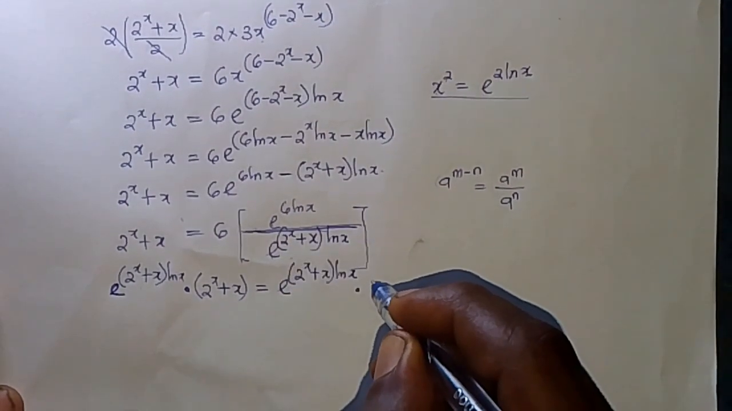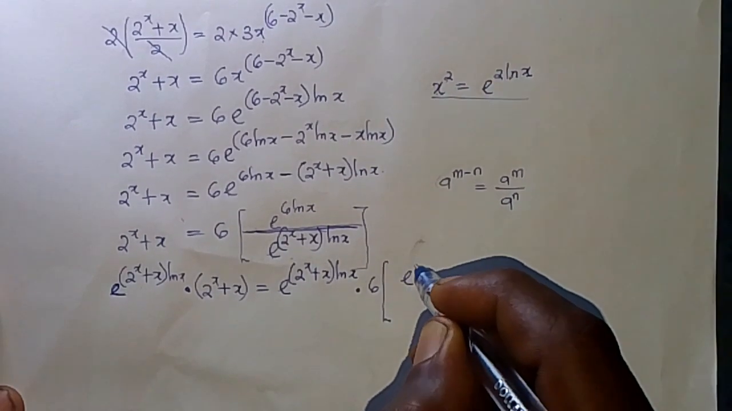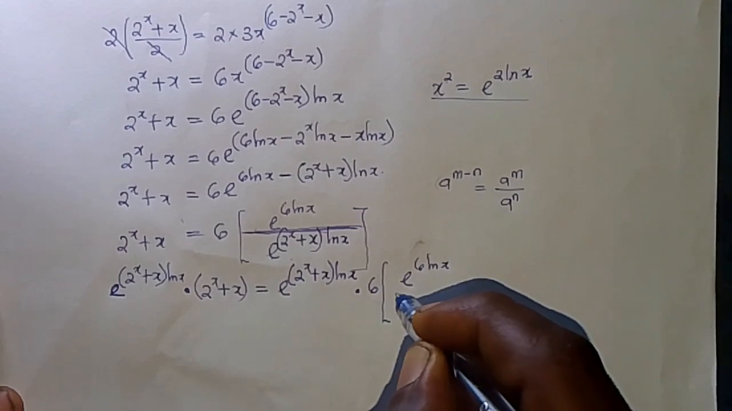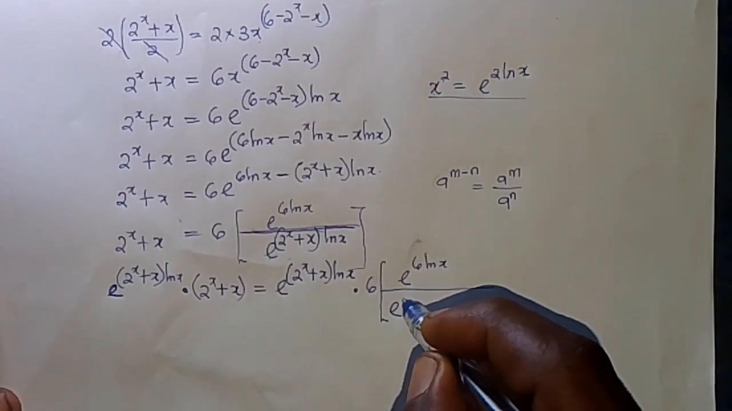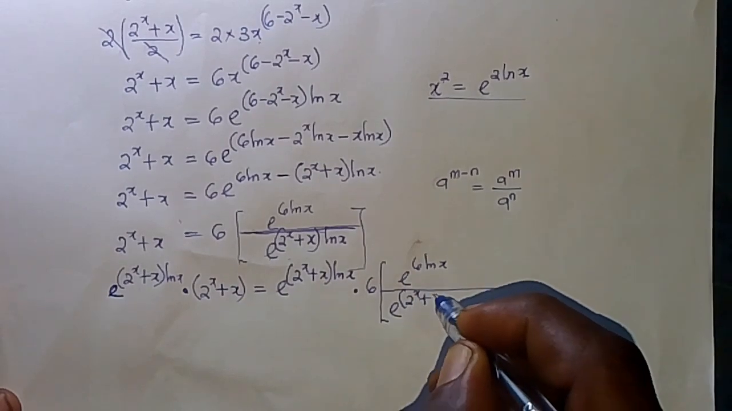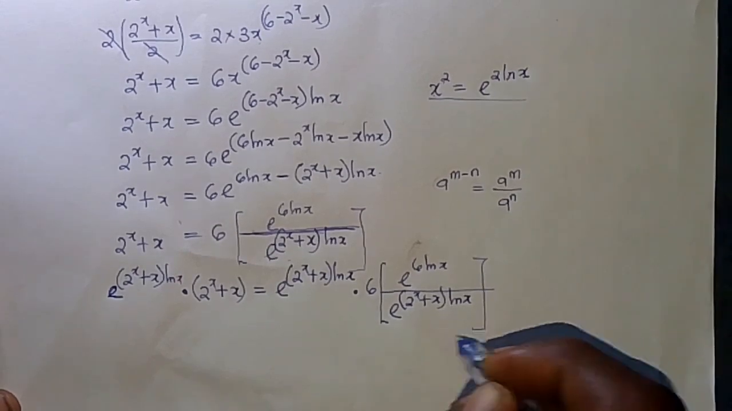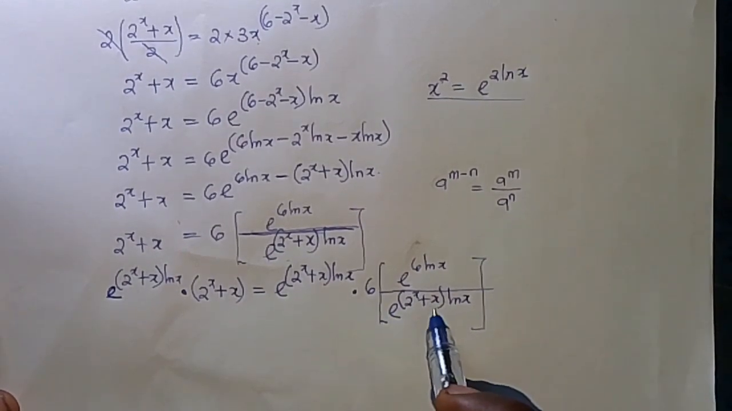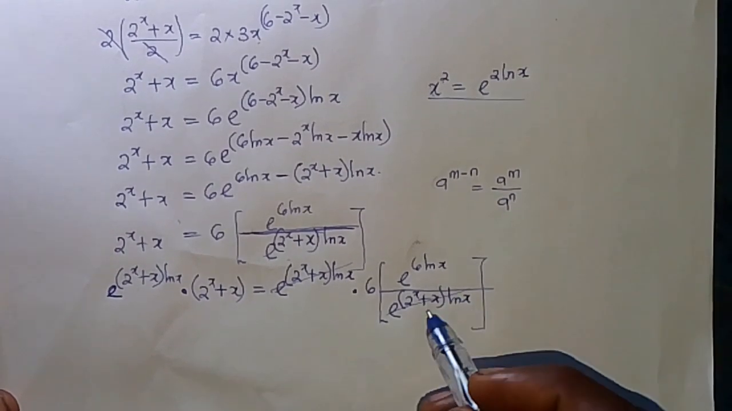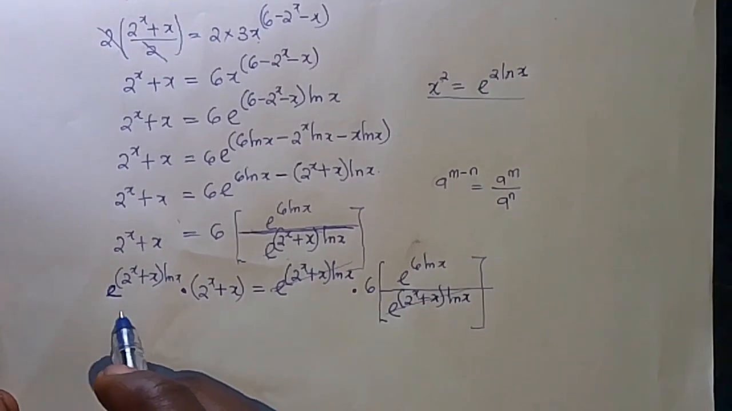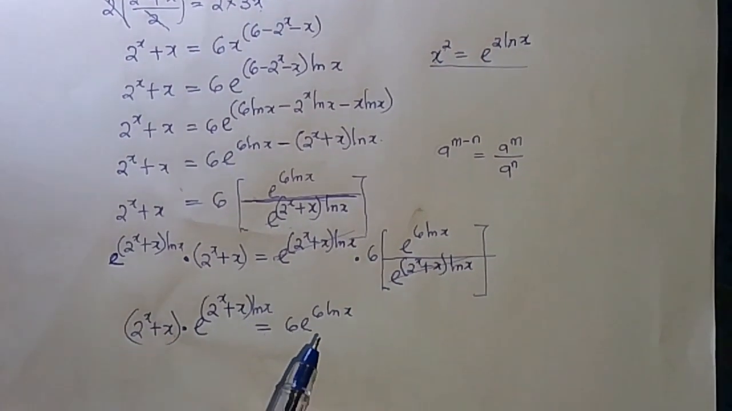This all multiplies 6 multiplied by e to the power of 6 ln x, all divided by e to the power of 2 to the power x plus x, all multiplied by ln x. And this is what we are having at this point, since we have multiplied through by the whole of this. And since this is common, this can cancel out. So we'll be left on the right hand side. This equation can also be written, the whole of this can be written as this at this point.